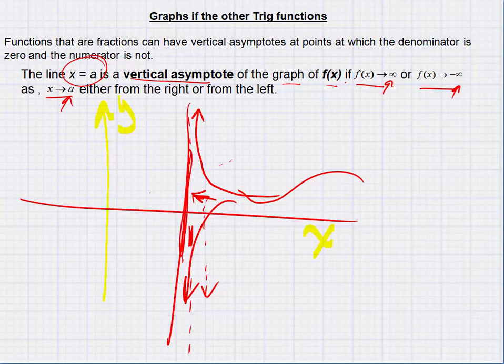Well, they'll occur when I'm looking at fractions and the denominator is 0, but the numerator is not. Okay? That's when you're going to get this. Well, since our functions are defined in terms of fractions, we're going to have vertical asymptotes for our other 4 trigonometric functions.